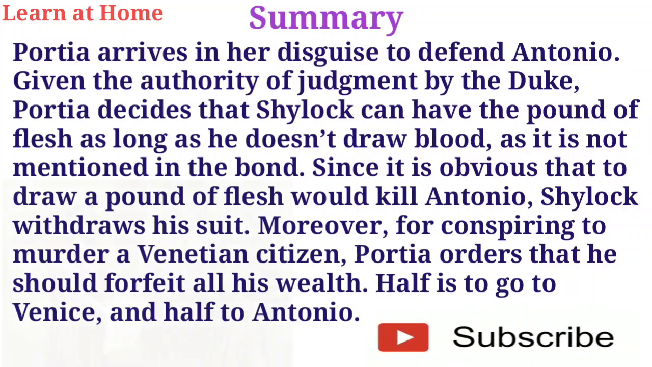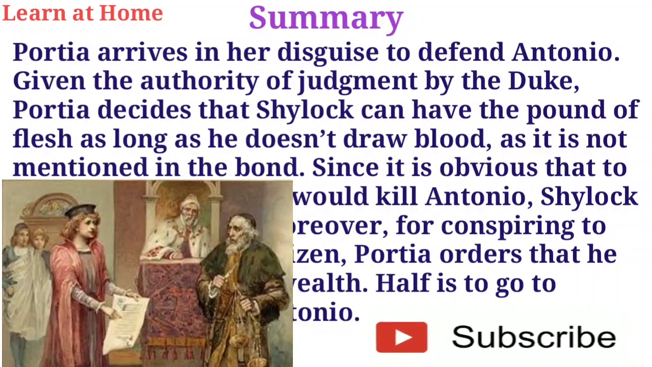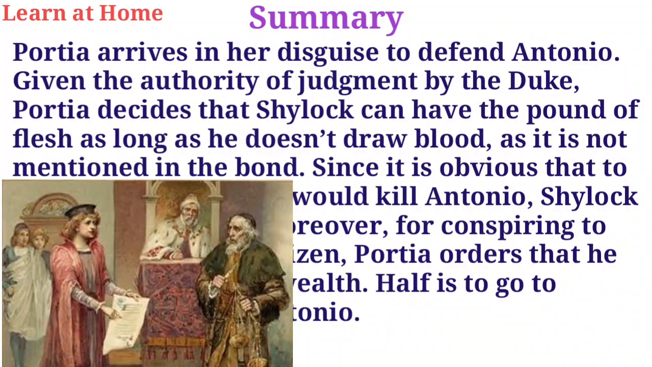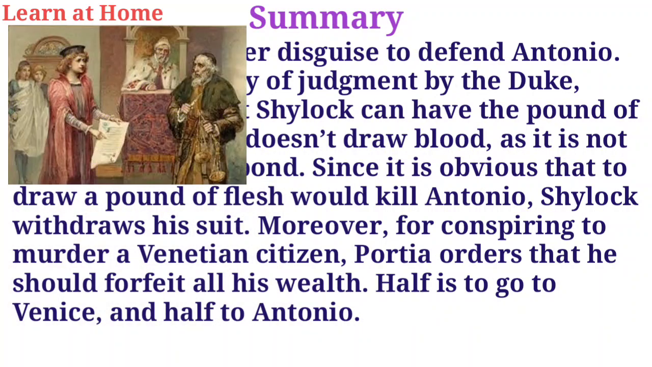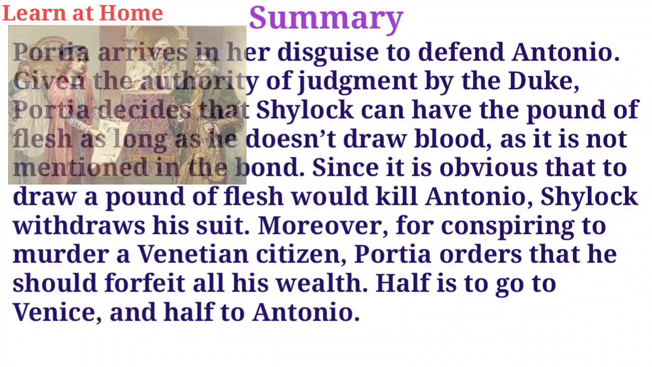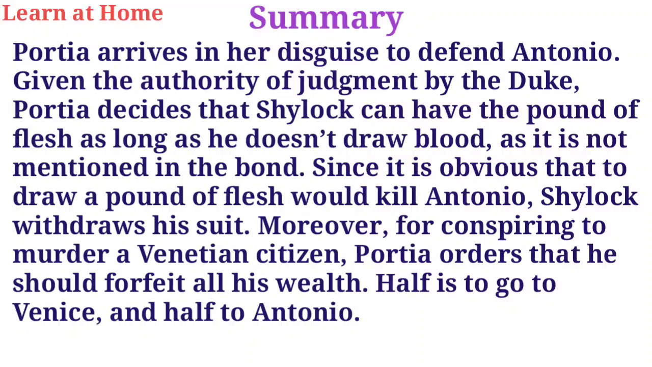Given the authority of judgment by the Duke, Portia decides that Shylock can have the pound of flesh as long as he doesn't drop blood, as it is not mentioned in the bond. Since it is obvious that to draw a pound of flesh would kill Antonio, Shylock withdraws his suit. Moreover, for conspiring to murder a Venetian citizen, Portia orders that he should forfeit all his wealth. Half is to go to Venice and half to Antonio.